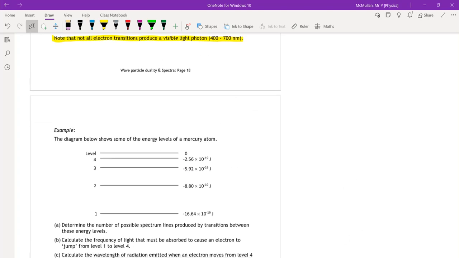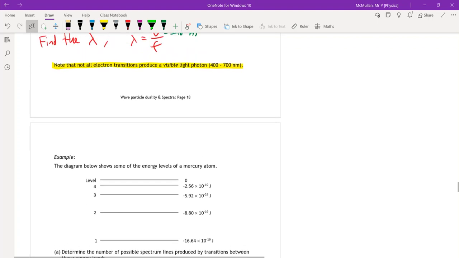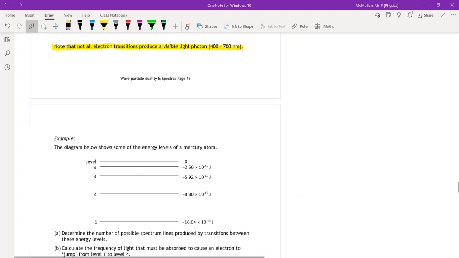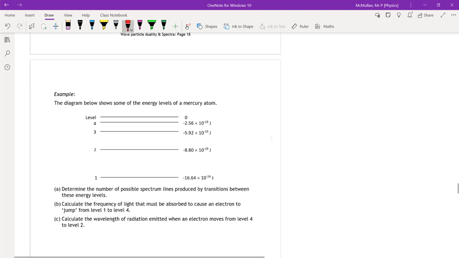So, work to example time. Common type of question that comes up, just on the next page. The diagram below shows some of the energy levels of a mercury atom. Determine the number of possible line spectra that can be produced by transitions between these energy levels. So, how many jumps can the electrons make?